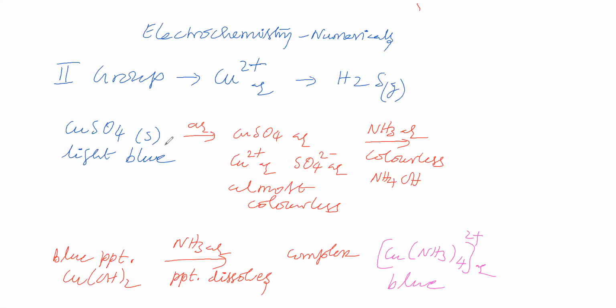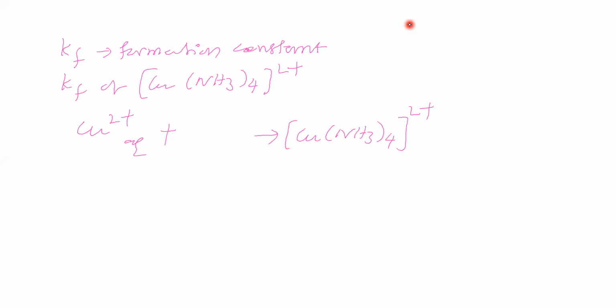Next, you see that this complex is possible by adding ammonia. This complex is possible due to the addition of ammonia to Cu2+. So Cu2+ combines with ammonia to give this complex. Therefore, we have to write ammonia here. That means Cu2+ combines with ammonia to give the complex.